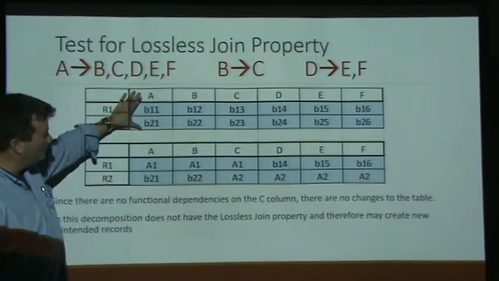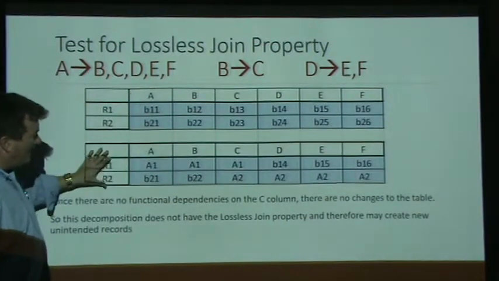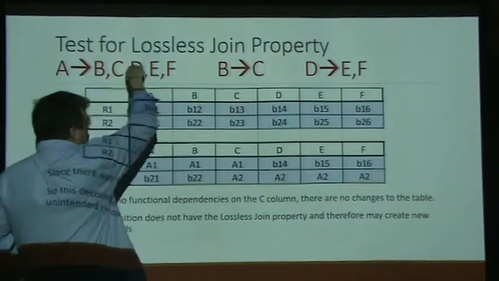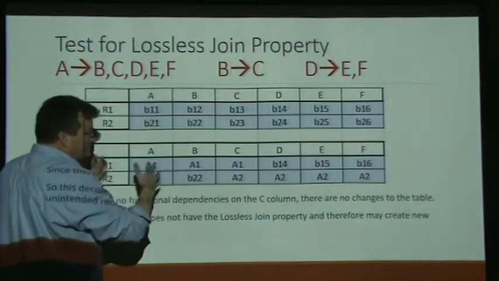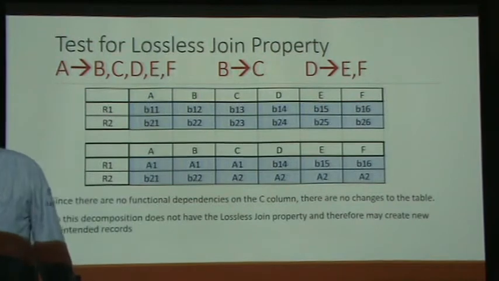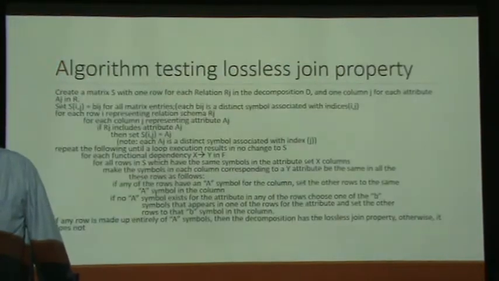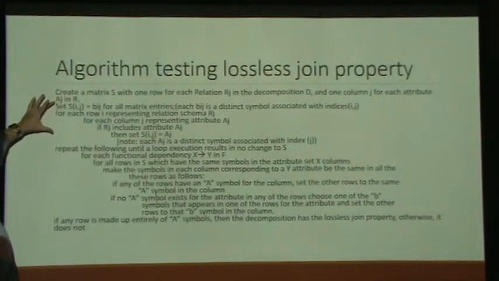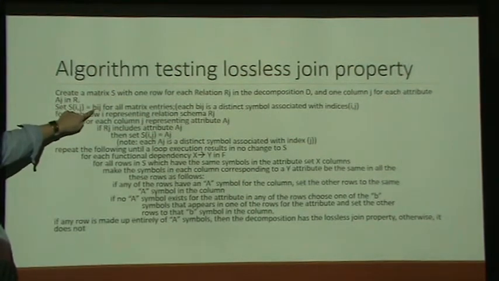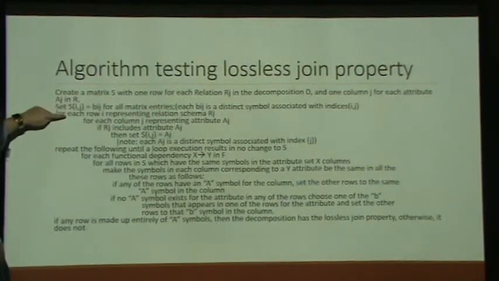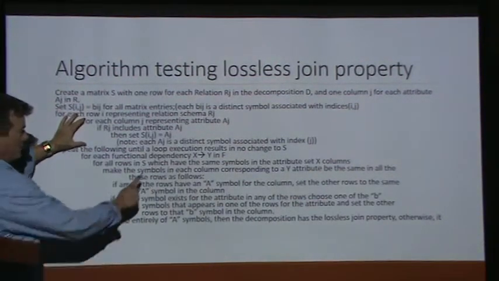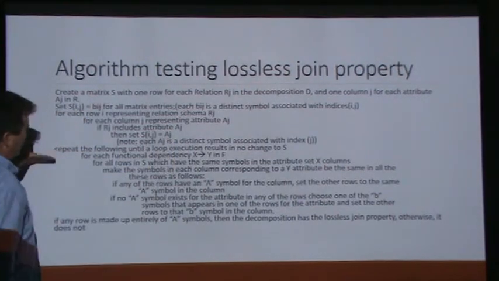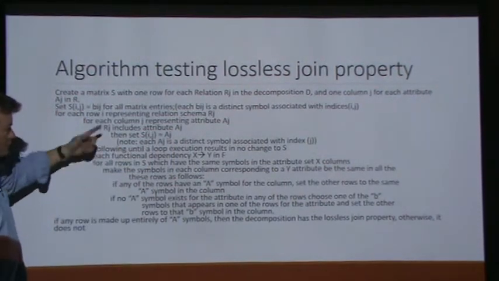Right, so this is step one, this is step two, and now we just keep running through these over and over just to see if the table changes. And once it stops changing, then we know we're done. So, right, we initialize everything to the little b's, and then for every column that is in one of our relations, we make a capital A out of it. And now we repeatedly follow this and do this over and over.